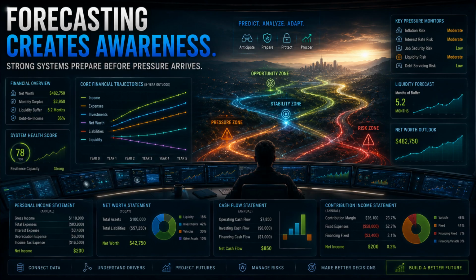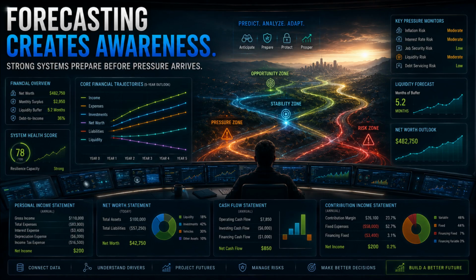The objective of forecasting is not perfect prediction, as I've stated in past videos. The objective is strategic awareness. Forecasting helps us identify where pressure accumulates, where fragility develops, where liquidity compresses, where optionality improves, and where the system becomes unstable. This is critically important because most households operate reactively.